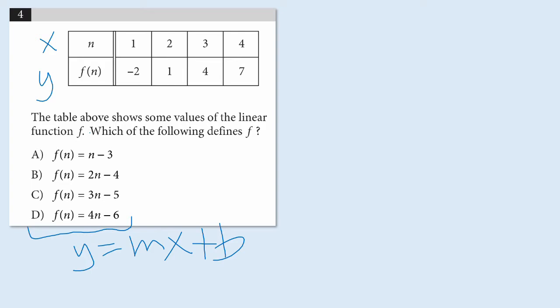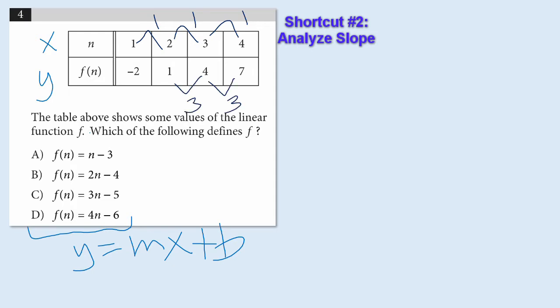So the second strategy involves looking at slope. What do you notice about the difference here? That's 1. The difference here is 1. Difference here is 1. So the table is growing in increments of the x value growing by 1. Notice that the difference in the y values is 3. So every time I go up by 1 in an x value, the y value goes up by 3. So that means the slope is equal to 3.